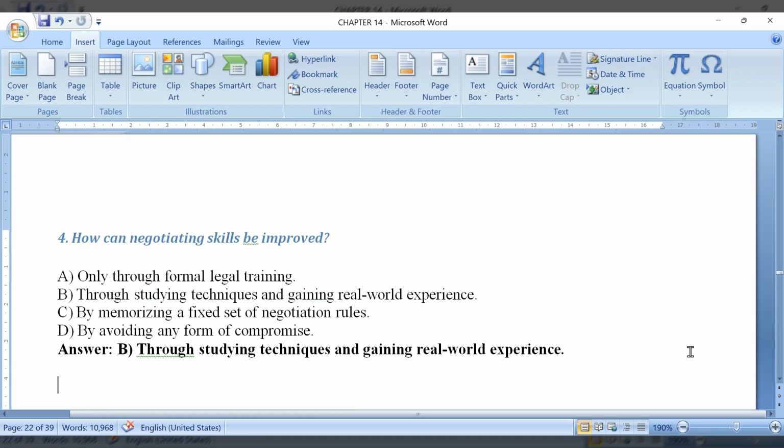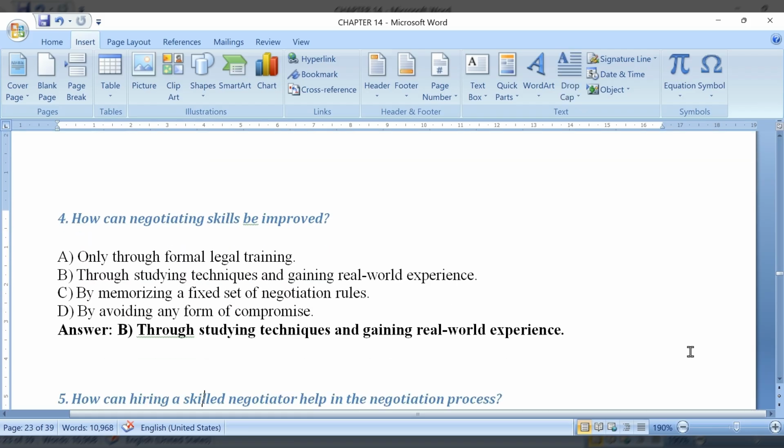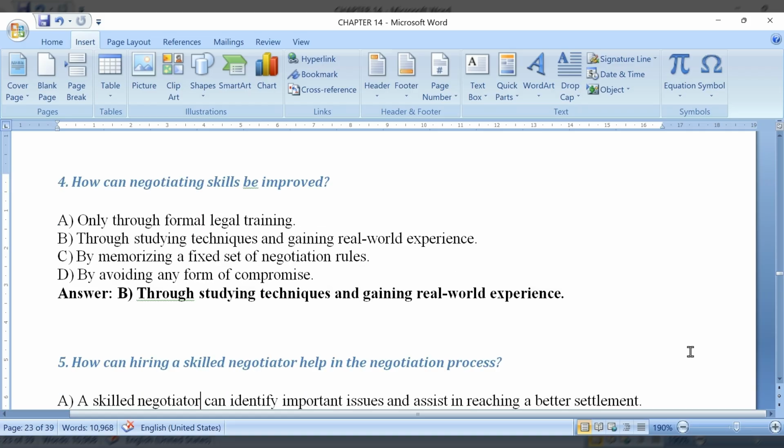4. How can negotiating skills be improved? A. Only through formal legal training. B. Through studying techniques and gaining real-world experience. C. By memorizing a fixed set of negotiation rules. D. By avoiding any form of compromise. Answer: B. Through studying techniques and gaining real-world experience.